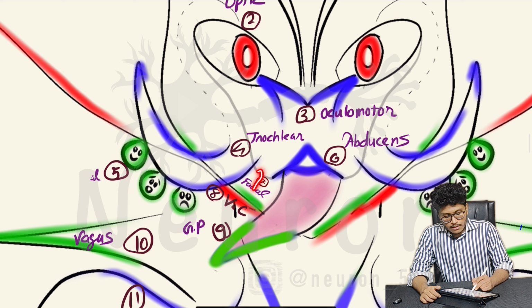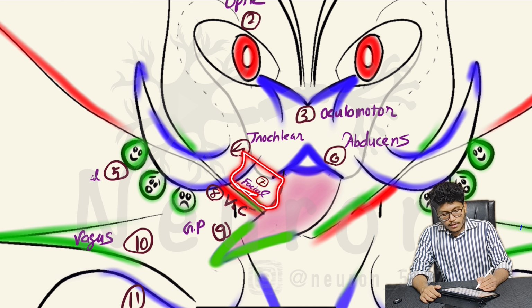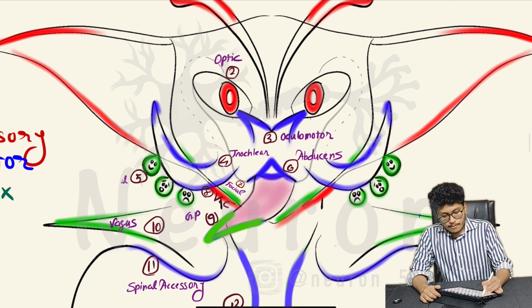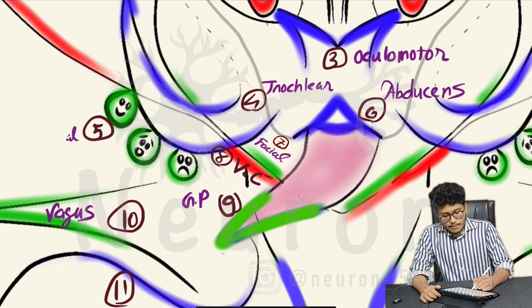Number 7, facial nerve. This is the outline of the face. I have colored it in green color. Facial nerve. Eighth nerve is the vestibulocochlear nerve. These ears, which are too long and are meeting at the chin, are the vestibulocochlear nerve, eighth nerve.